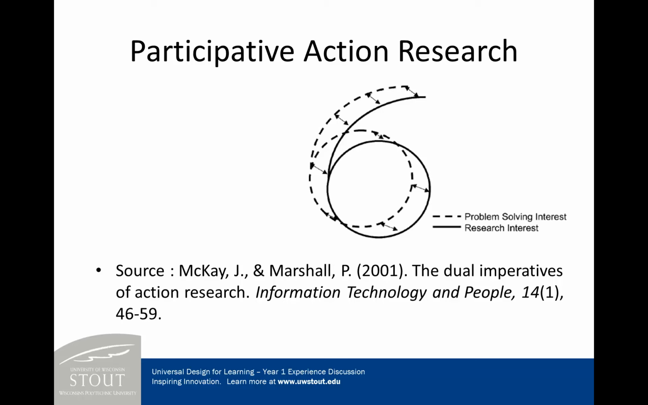How can I do formal research into this change that I'm trying to do, so that the problem-solving interest informs the research interest, and the research interest then informs the problem-solving interest, so that it becomes a cycle where you make a plan, you implement it, you evaluate it, you reflect upon it, and then you revise your plan and you do it again in such a way that your research is feeding into what you're doing in the classroom, and what you're doing in the classroom feeds into your research.